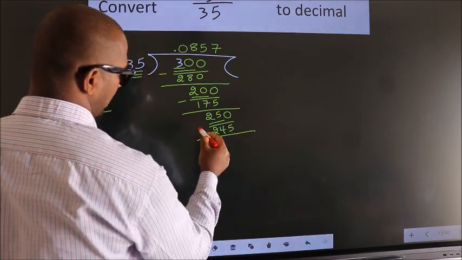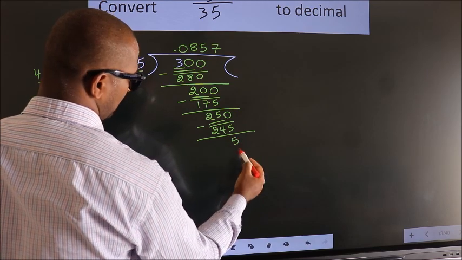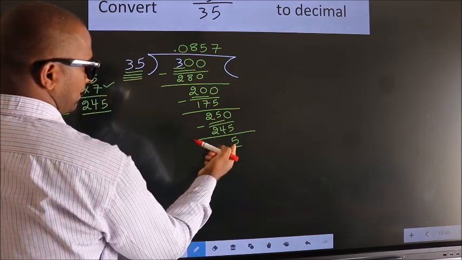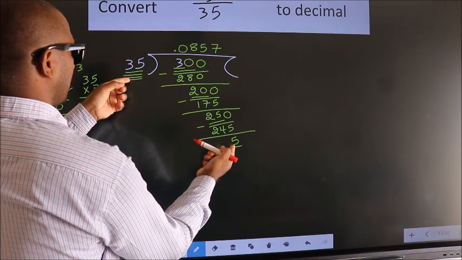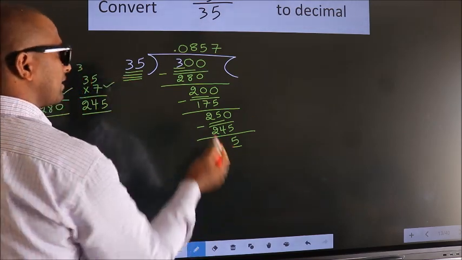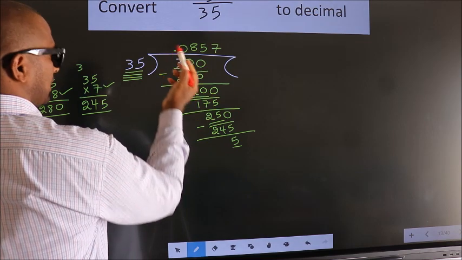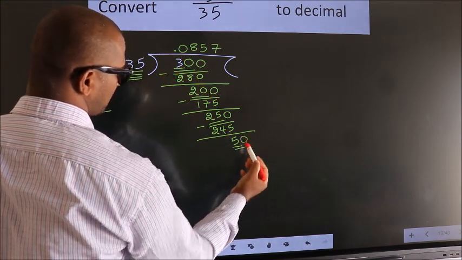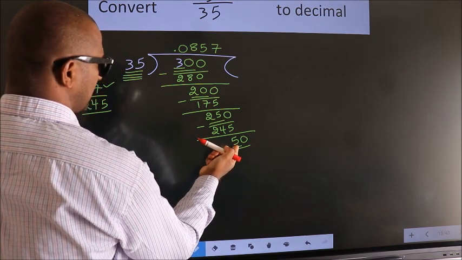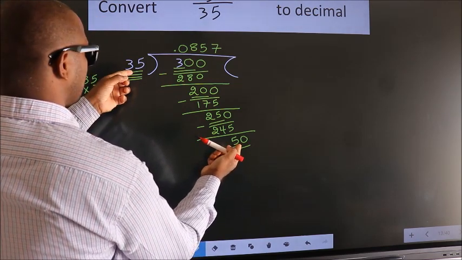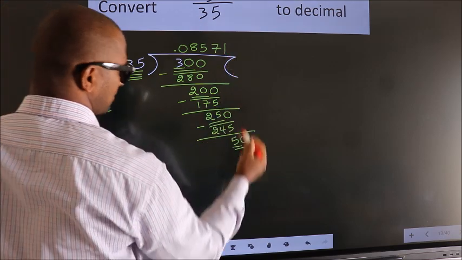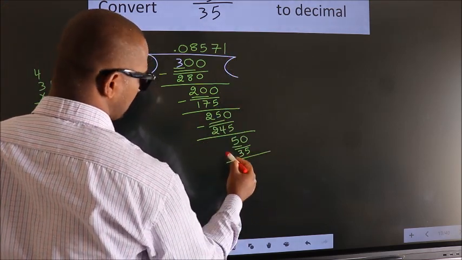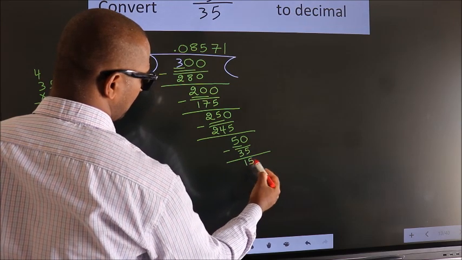Now we subtract, we get 5. Here we have 5, here 35. 5 is smaller than 35. And we already have the decimal. So we can directly take 0. So 50. A number close to 50 in the 35 table is 35 ones, 35. Now we subtract, we get 15.